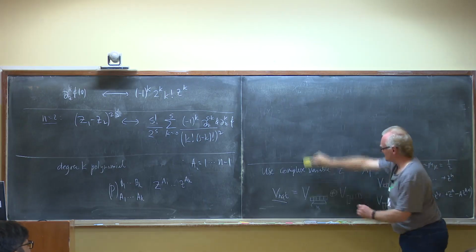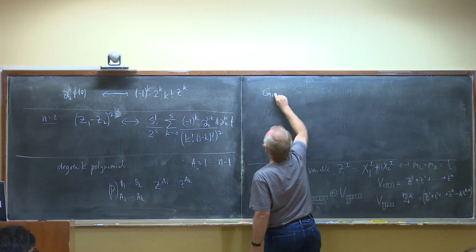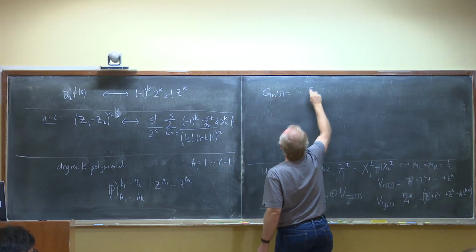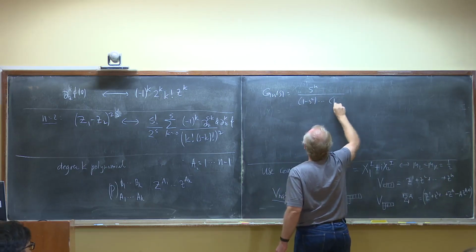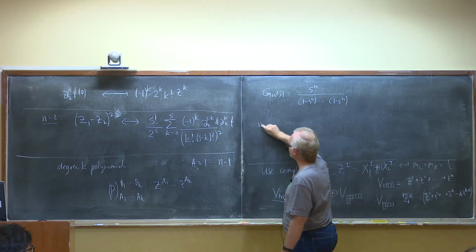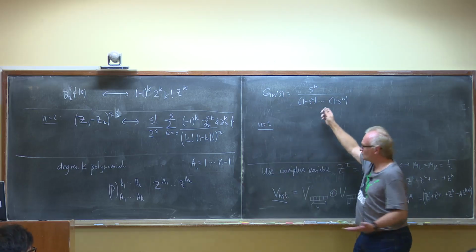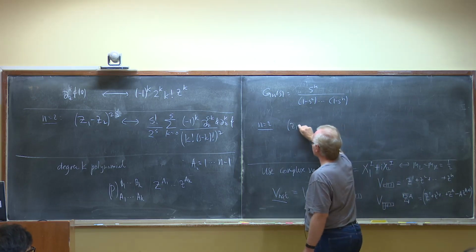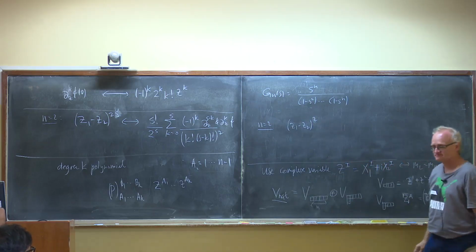Okay. So let me just remind you what was Gn of s. S to the n, 1 minus s squared, going up to 1 minus s to the n. When n is 2, we would just have the s squared. What's the generator? z1 minus z2 squared. So polynomials built out of that are primaries.